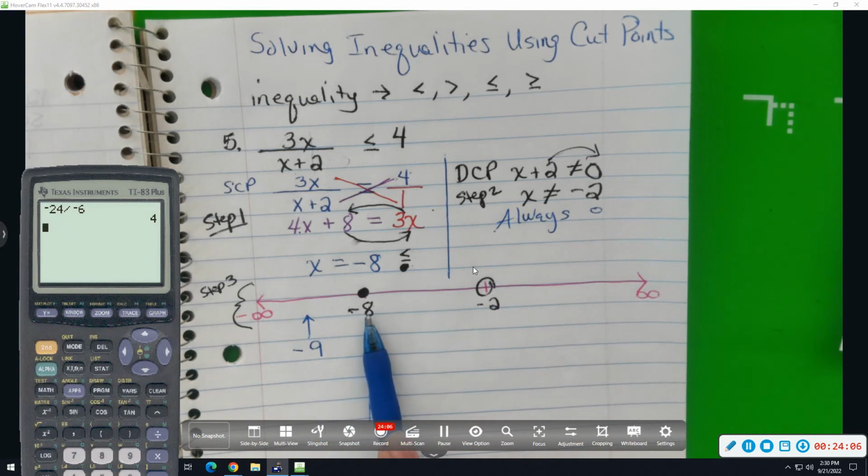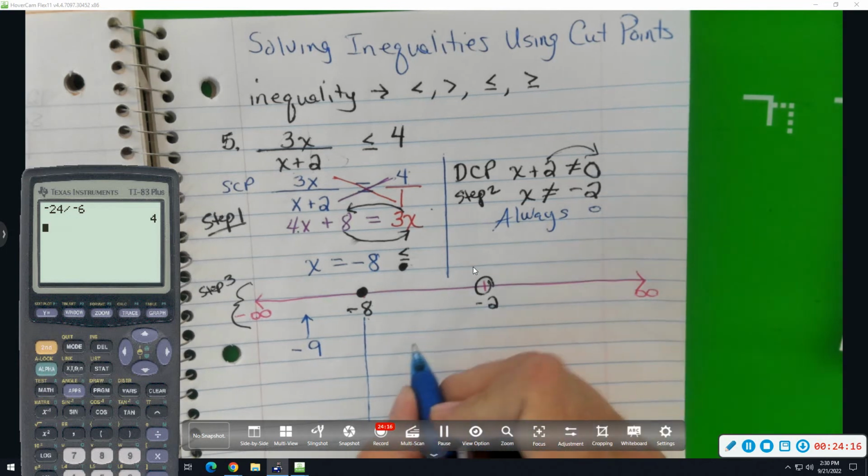Now we need a number between negative 8 and negative 2. So you could choose negative 3, negative 4, negative 5, negative 6, negative 7. I think I'll use negative 3.